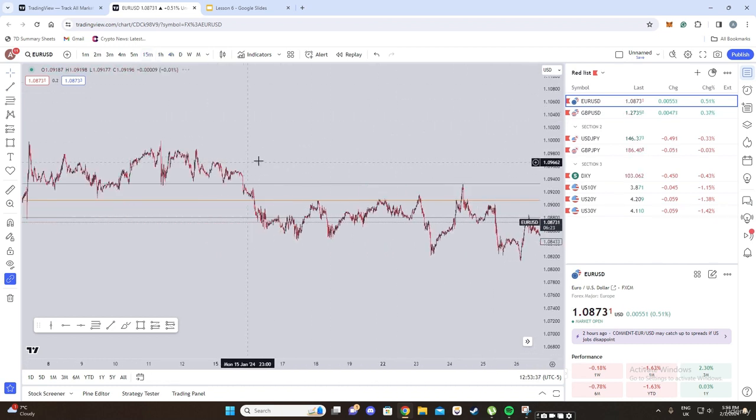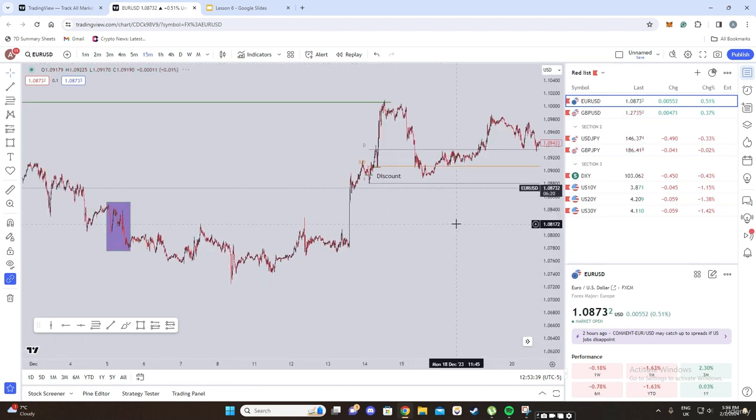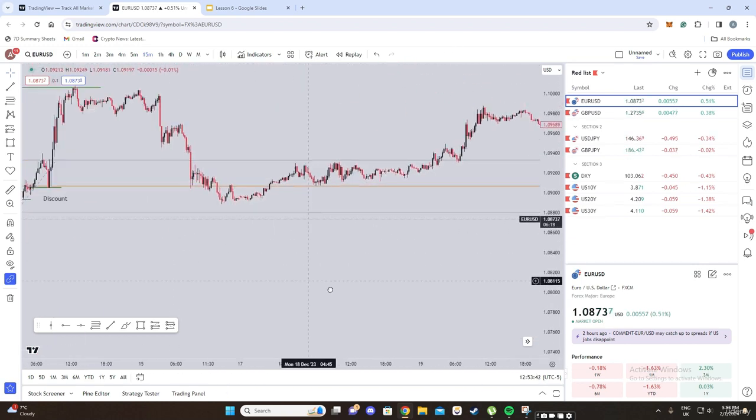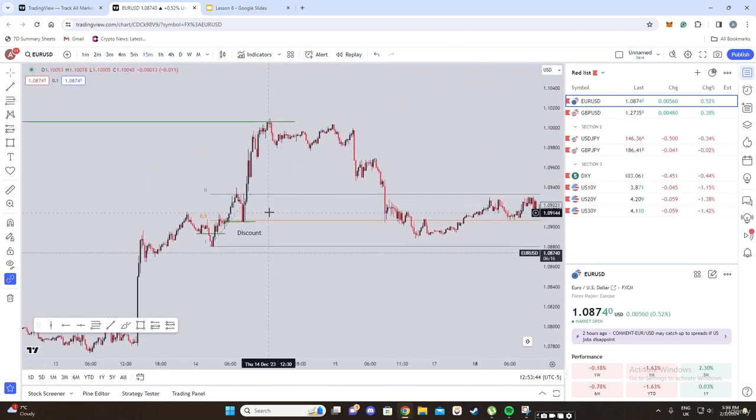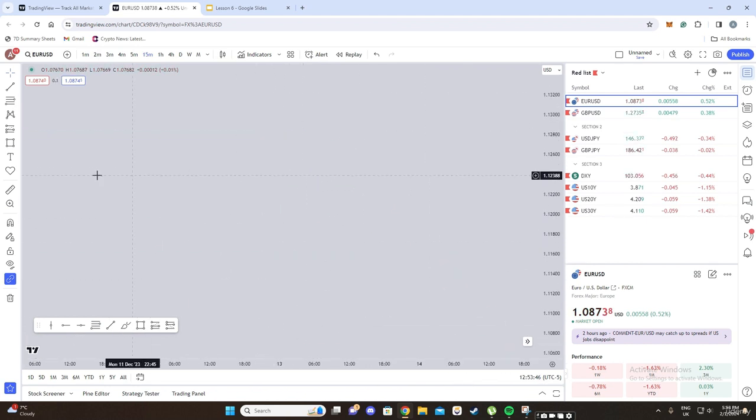So let me just go back to this example quickly. And that's our bullish setup. Well, let me actually draw it for you to explain. So the underlying bias is bullish.